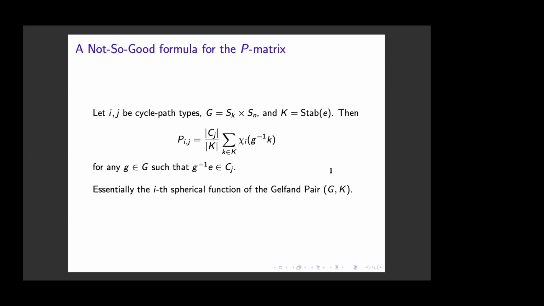Another way to see this is that this is essentially the ith spherical function of the Gelfand pair G, K. But the problem with this formula is that it is difficult in both theory and practice. So if I wanted to just compute the P matrix for modest values of N and K, and I had this formula, I would get stuck pretty fast. And also, it's near impossible to get some nice formulas by just staring at this projection formula.